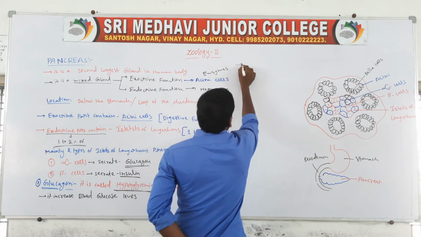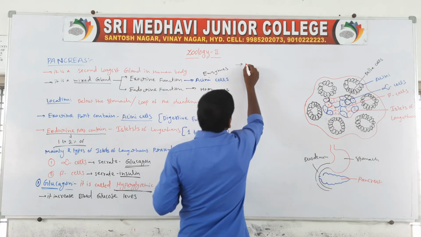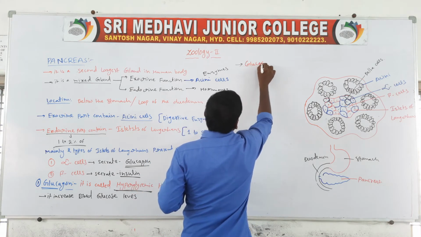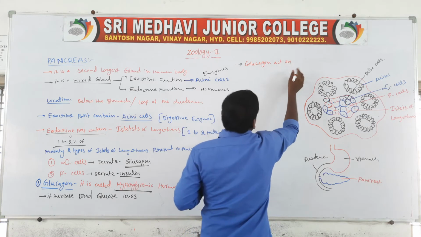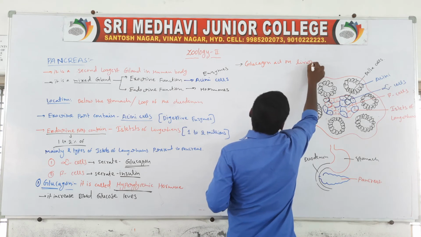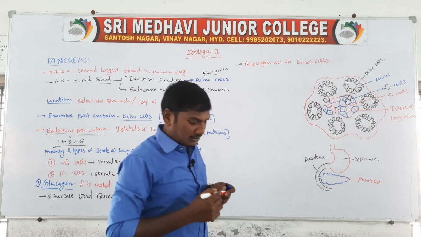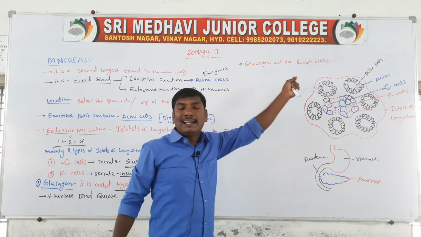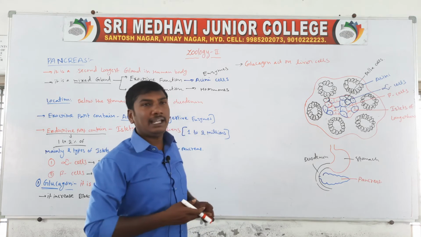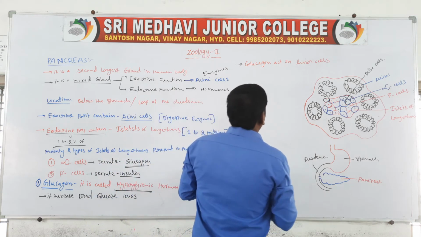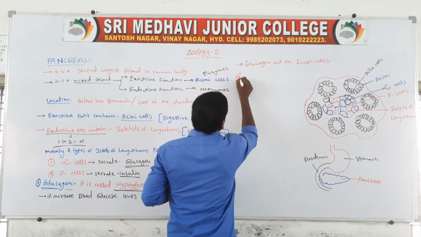Glucagon acts on liver cells. Liver cells are also called hepatic cells. So glucagon acts on the liver cells, and the liver cells convert glycogen to glucose.